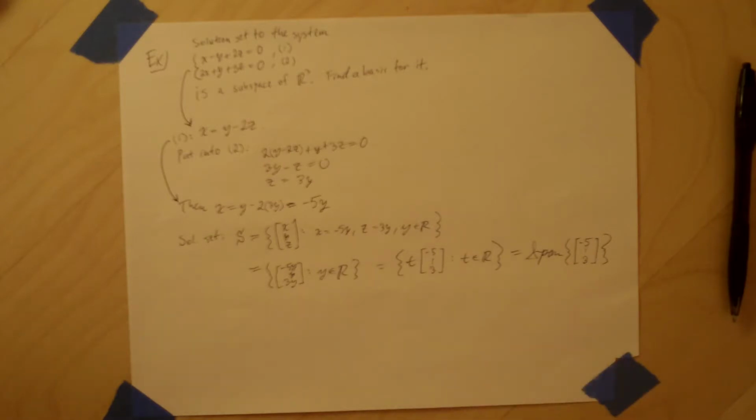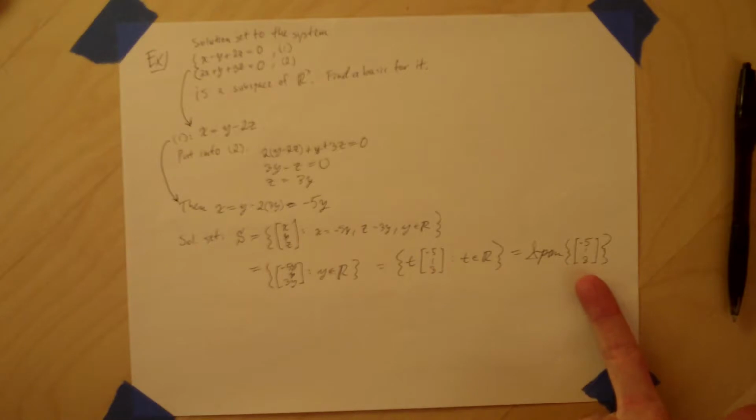Now then, it's all linear combinations of this vector. That's what the span is, right? And all linear combinations of this vector, negative 5, 1, 3, are just, in this case, all scalar multiples of that vector. So the span of a single vector is nothing more than the set of all scalar multiples of that vector.